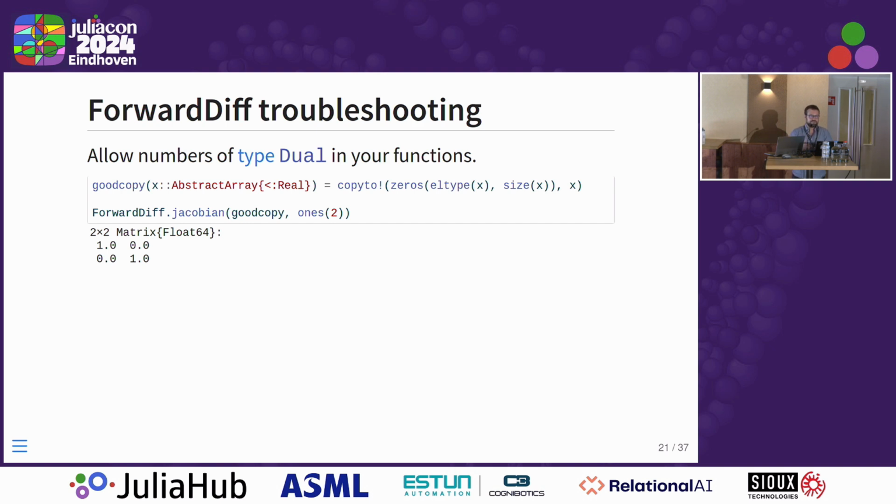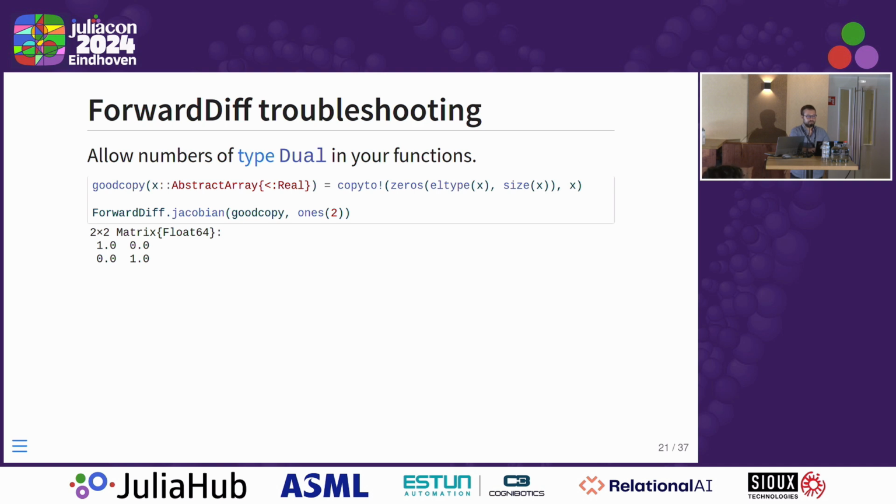And if you just keep sticking to Float64, you're going to miss out on the magic of the Julia ecosystem. So here, my good copy function accepts any type of array of any type of real numbers, and it takes into account the element type of the input when it creates the temporary storage. And with just that, I can ensure that ForwardDiff Jacobian works as intended.